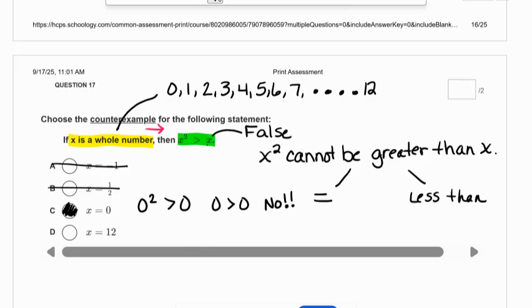Let's just make sure that 12 doesn't work as well. All right, so take that 12 and plug it in. Is 12 squared greater than 12? Well, 12 squared is 144, and 144 is greater than 12. So this would be true. That wouldn't make a counterexample. Counterexample is to prove me wrong. I'm sorry, y'all. Prove me wrong. The only one that does that is C, x equals 0.